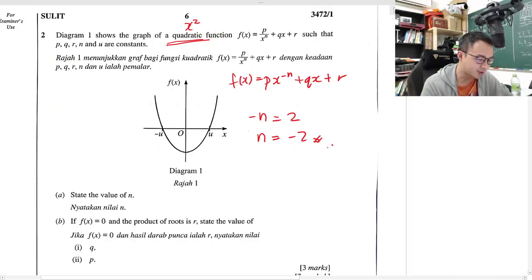If f(x) equals 0, that means y equals 0. And what is this equation? This equation basically is the x-axis.